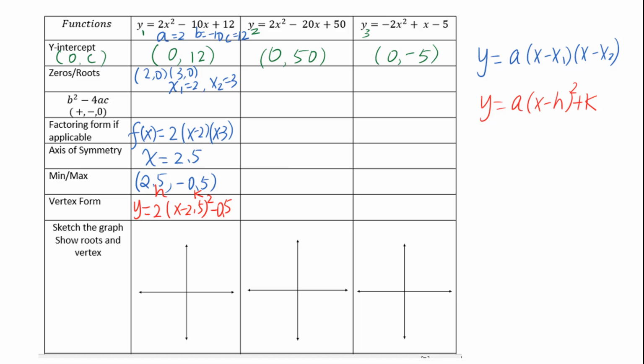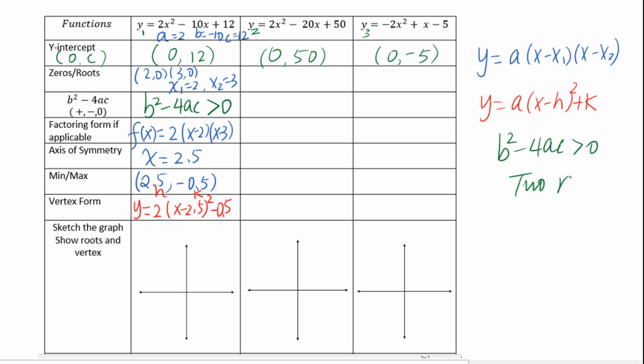Since we have 2 roots, that means b squared minus 4ac is greater than 0. Remember, b squared minus 4ac greater than 0 means you have 2 roots. That's the rule.